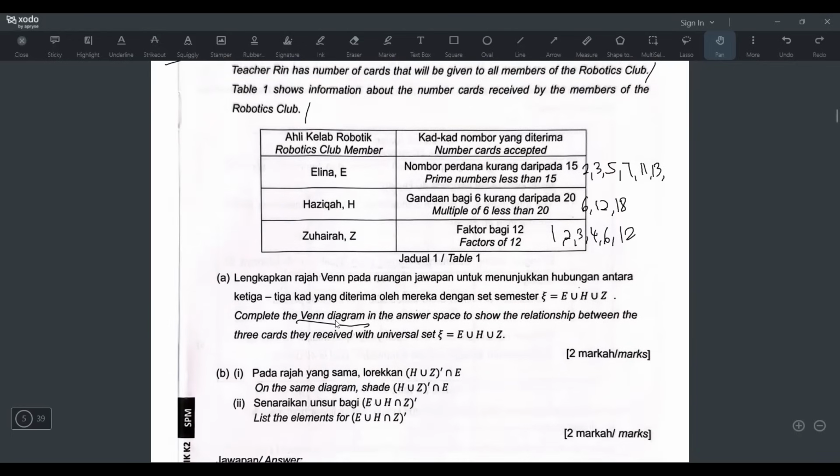Okay, now A. Complete the Venn diagram in the answer space to show the relationship between the three cards they receive with the universal set E union H union Z, 2 marks.